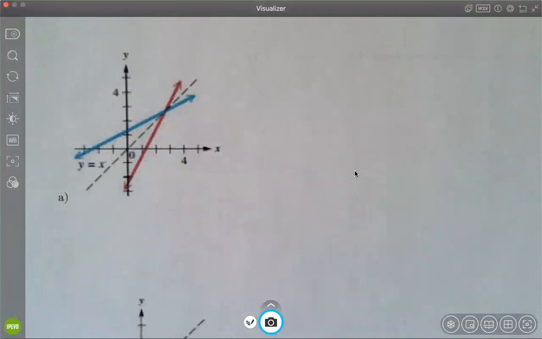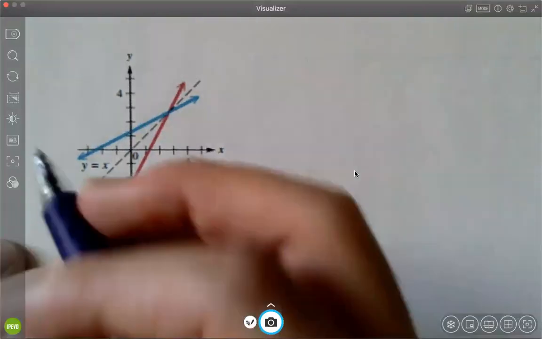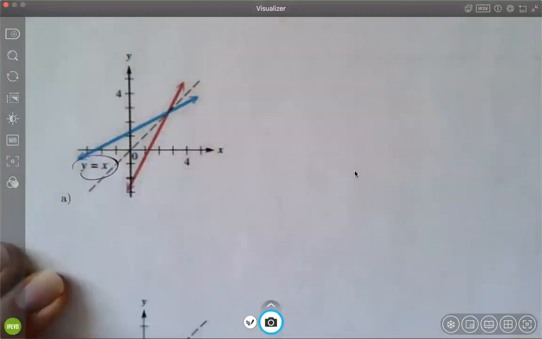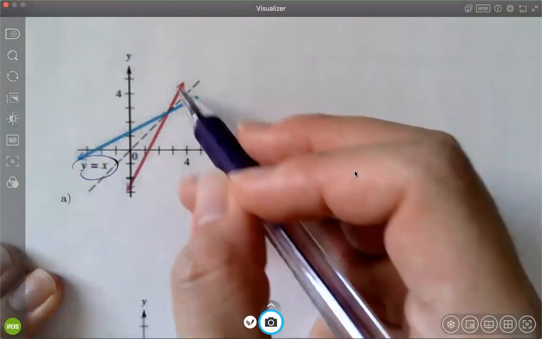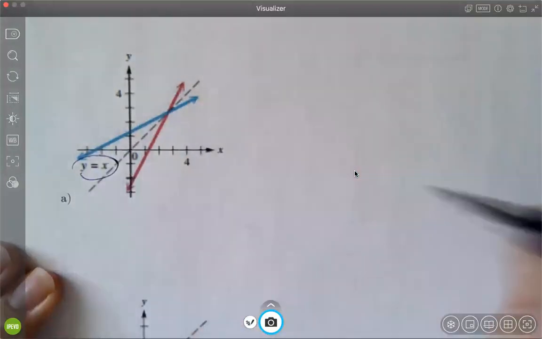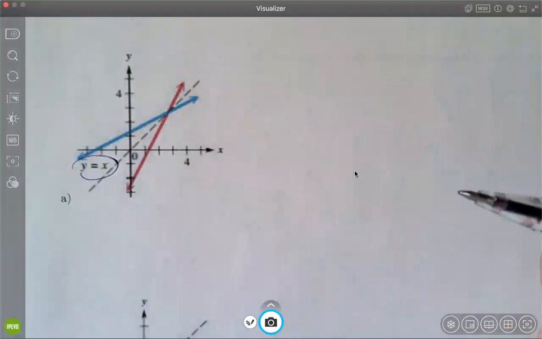Now let's look at the dotted graph first. Do we know its equation? Yes, it's given, right? Right there. So the dotted line is y equals x. And now we don't know which is f of x and which is f inverse. I mean, you can say the blue is f of x and the red is f inverse, but it doesn't matter. Are they inverses?